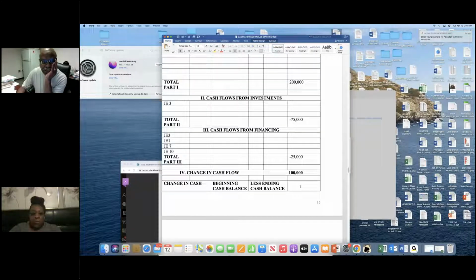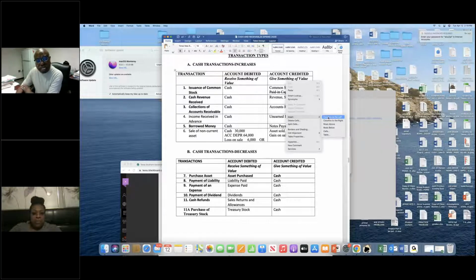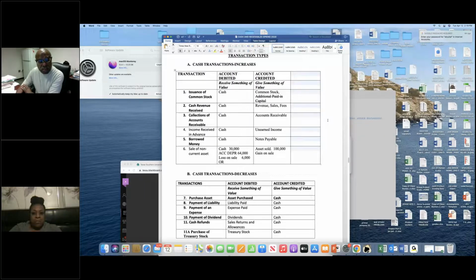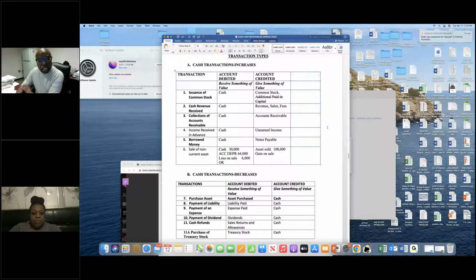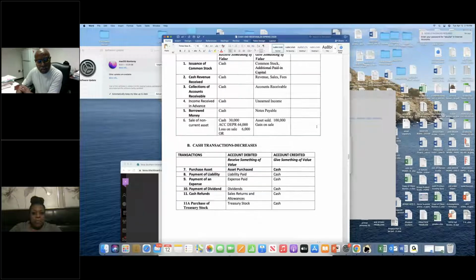I'm going to see if I can insert a column to the right. Okay. And in inserting this column to the right, I'm simply going to tell you whether that journal entry goes into part 1, part 2, or part 3.